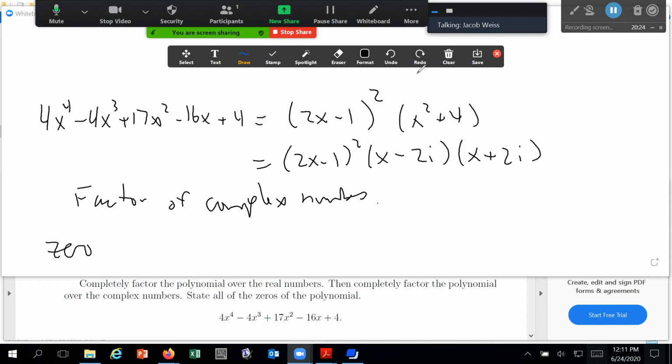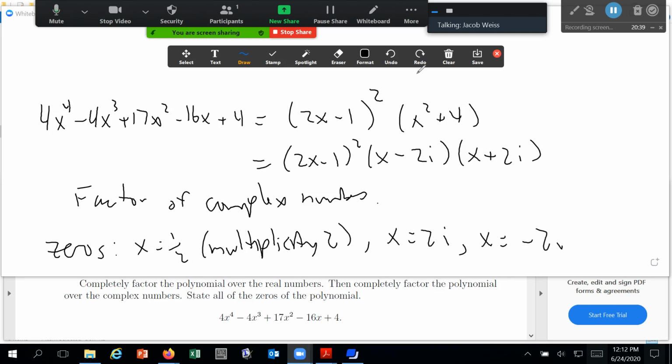And now the zeros of this polynomial are x equals 1/2, which has multiplicity 2, and x equals 2i and x equals negative 2i. All right, so there we go. That states all of the zeros of the polynomial. It didn't ask for the multiplicity, but there it is anyway.